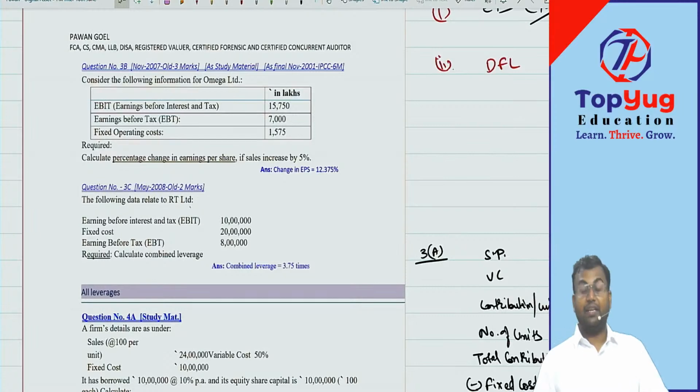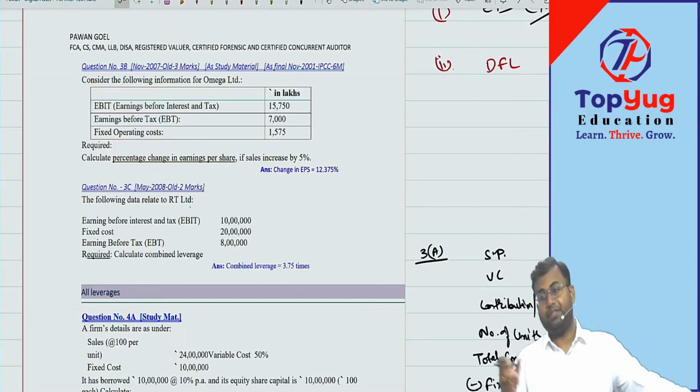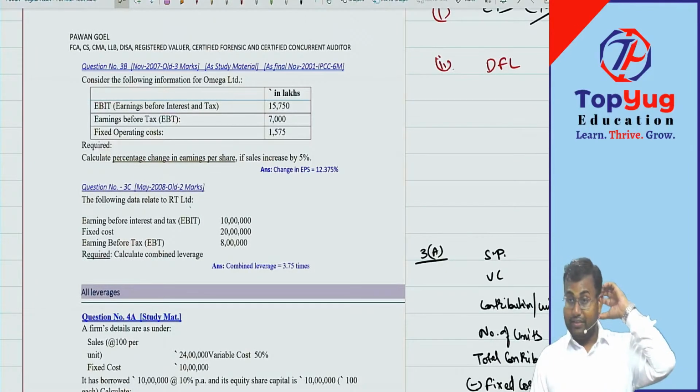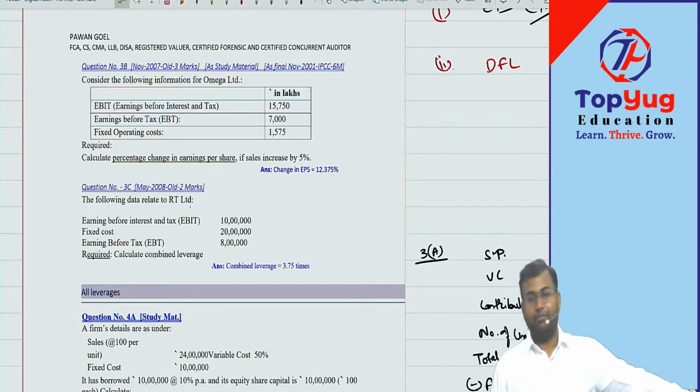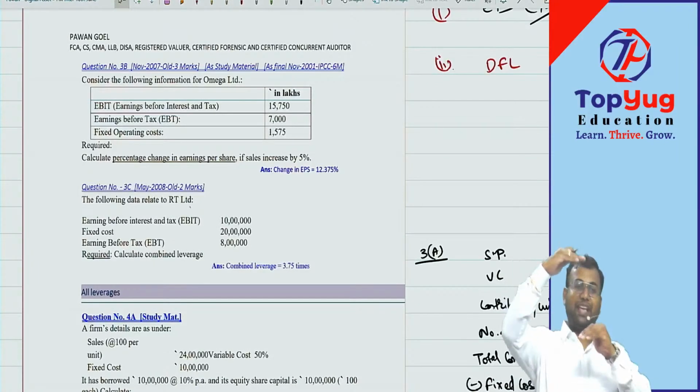Done? Yes, again EPS. So you will say the combined leverage; he has not asked, so why have you put this question into the combined leverage section? Combined leverage is asked, but he has not specifically asked. Sir, what mind games are you playing? Yes, it is this way. You cannot calculate the percentage change in EPS unless you know combined leverage. Yes or no? Without combined leverage, how would you bridge the gap?